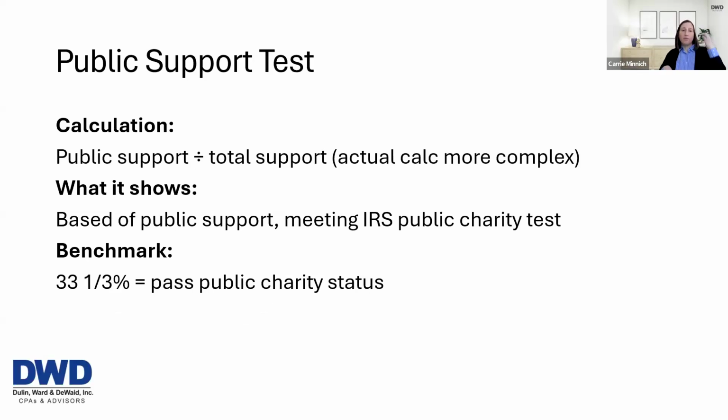Oh, I do want to talk briefly, really fast, on this. The public support test: for organizations that are a public charity versus a private foundation, you need to make sure that you are aware of how much money you are getting from public sources, because if you fall below the 33.33% for public support, you're going to become a private foundation. You do not want to become a private foundation if you are a public charity. You have to pay excise taxes, and there are additional rules and regulations that you have to follow. So this is a very important one that you need to be aware of.